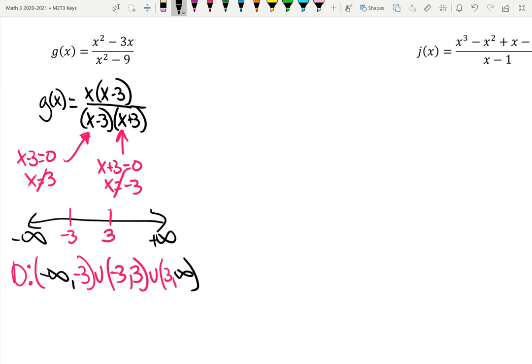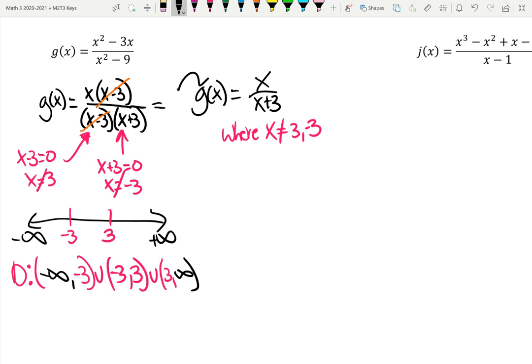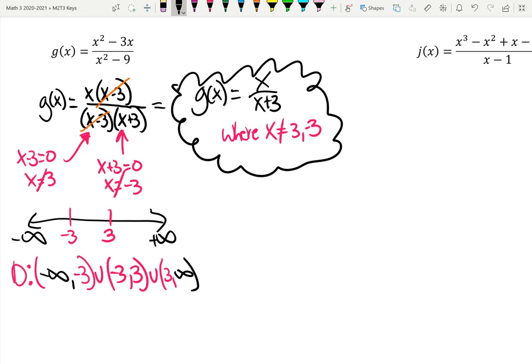All right, let's go ahead and simplify this guy. You should see that in the numerator and the denominator, they share an x minus 3. Those are going to cancel out, leaving you with g of x equal to x over x plus 3, where x cannot be 3 and negative 3. Notice how even in the simplified version, I have my domain restriction. It's why we look at it first.